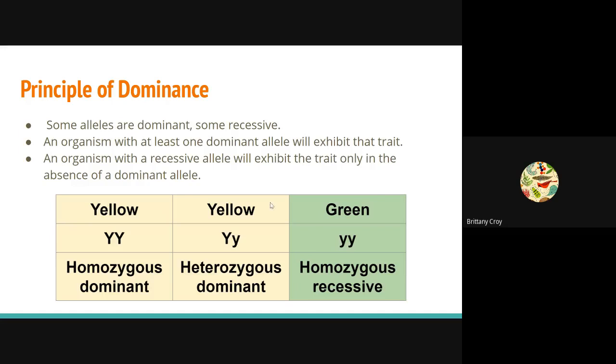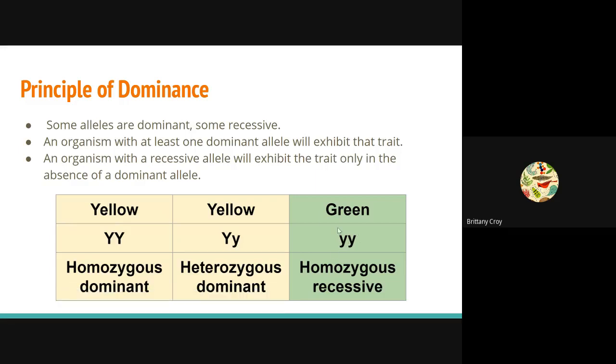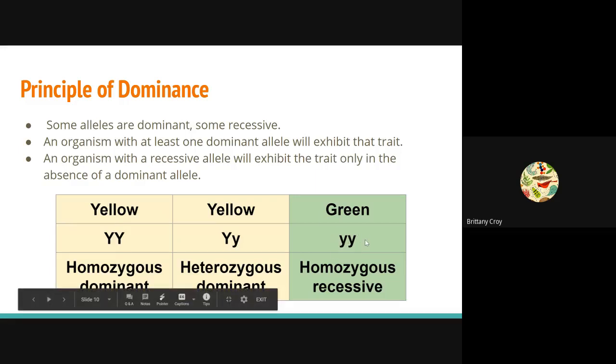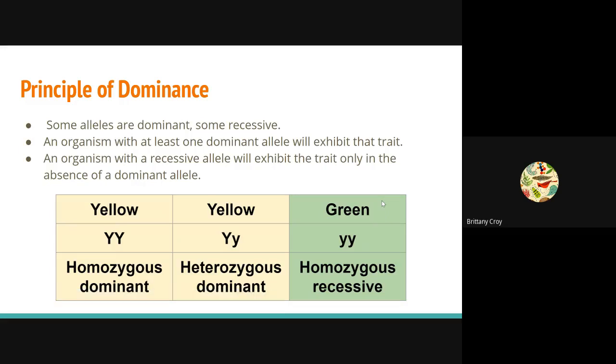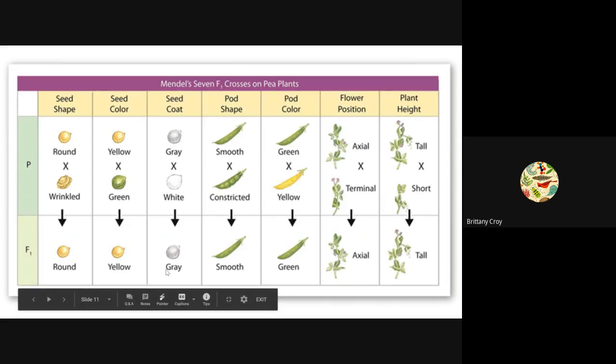Here's an example of that. You could have two dominant alleles, that would be homozygous dominant, and you would show the dominant trait. Or over here, this individual only has one dominant allele, but it still shows up as yellow. So it's still hiding that recessive trait right here. And then over here, two recessive alleles, this is the only way to show the recessive phenotype. Here's a summary of all of the pea plant characteristics and the results. Down here, all of these are going to be the dominant traits for each one.